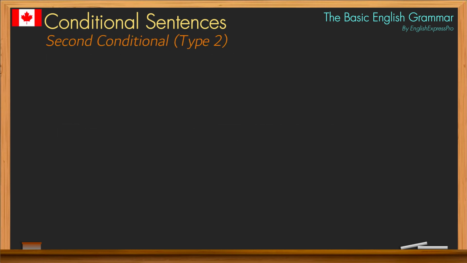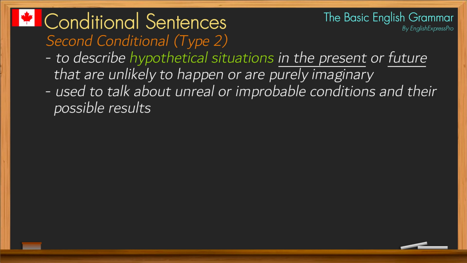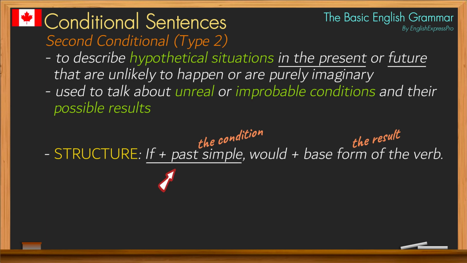Type 2 conditionals describe hypothetical situations in the present or future that are unlikely to happen or are purely imaginary. These sentences are used to talk about unreal or improbable conditions and their possible results. They follow the structure: if plus past simple, would plus base form of the verb.